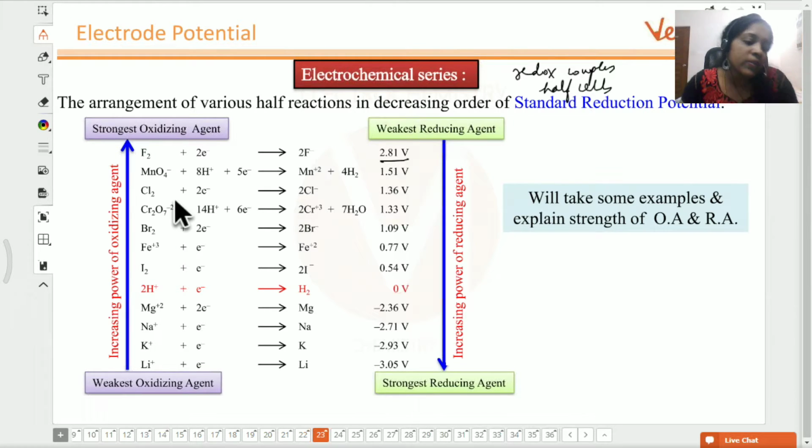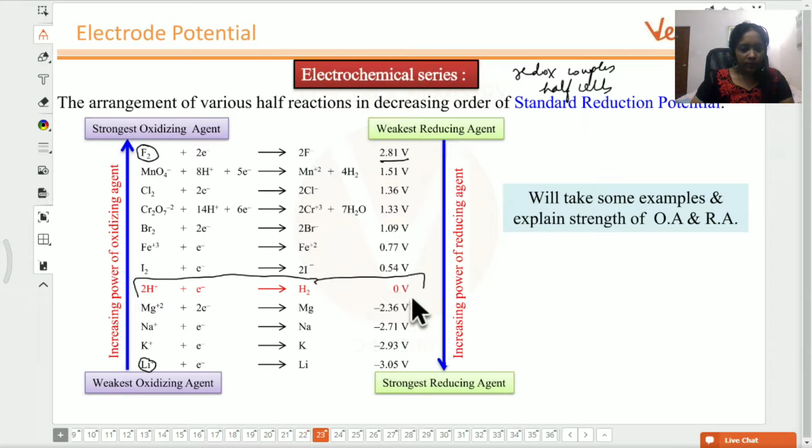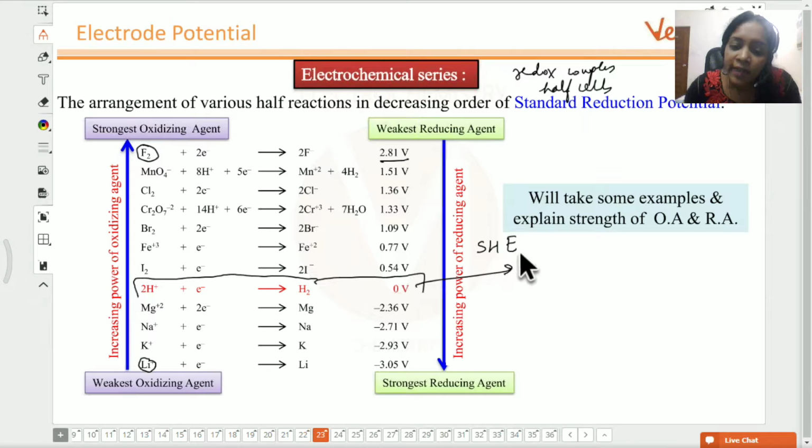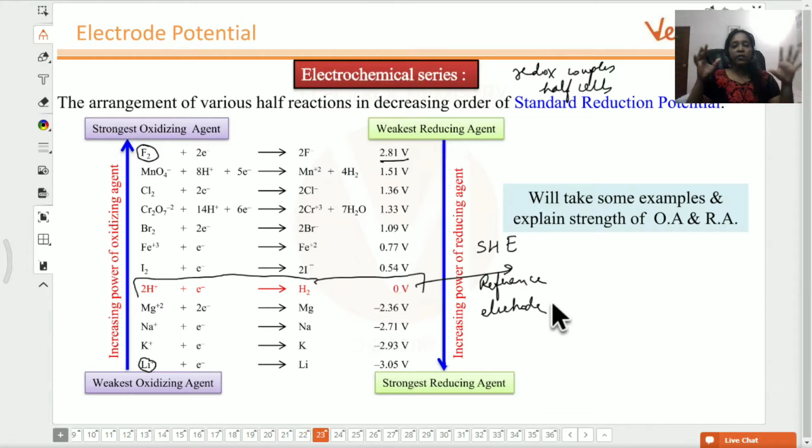You see a couple of things here. This is just a very condensed version of the actual series. The actual series, of course, is a lot longer. You see fluorine heading the list there, and lithium at the bottom of the list. So what does that tell you? And very importantly, you see this thing marked in red, hydrogen. It shows H plus plus electron giving you hydrogen. So what is this? This corresponds to an electrode called the SHE, which stands for standard hydrogen electrode, what we call a reference electrode. Like I said, you can never calculate the cell potential of just one half cell by itself.